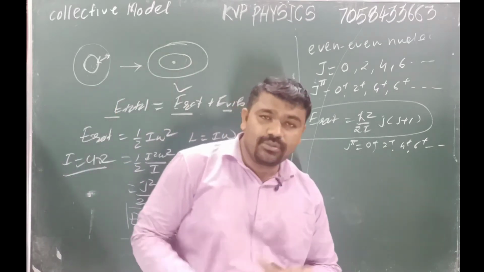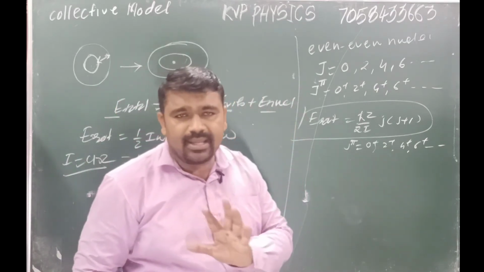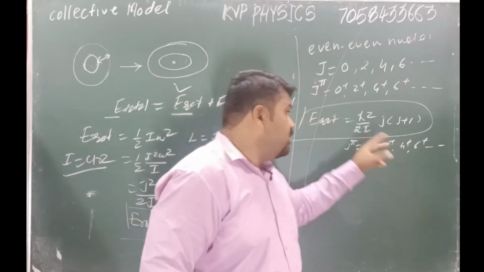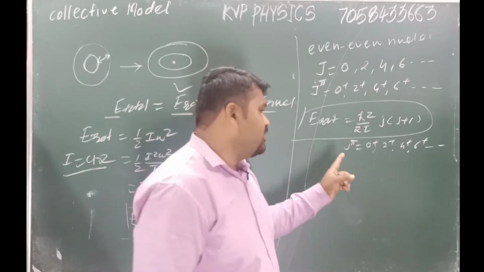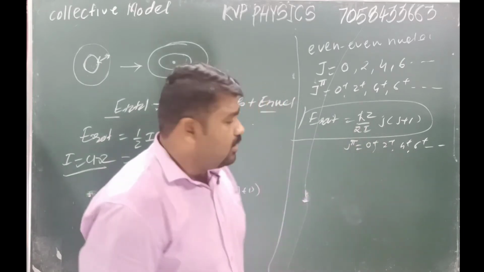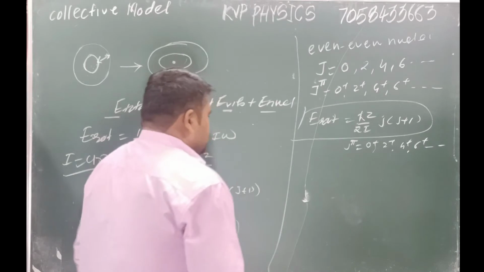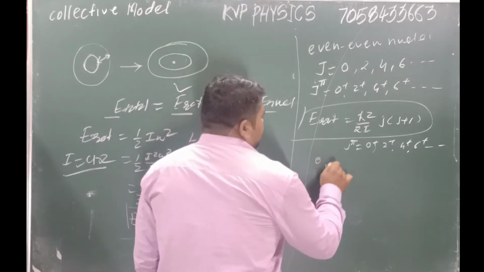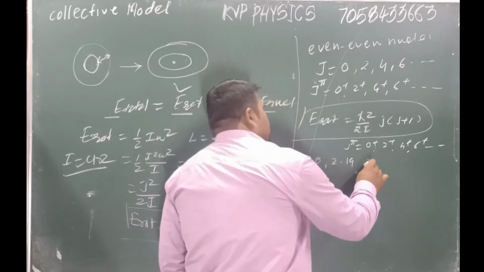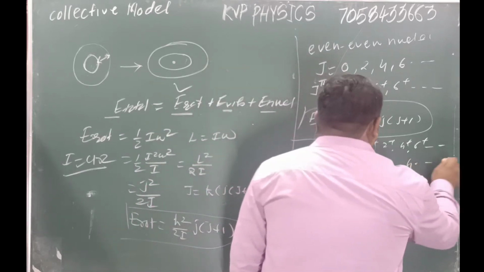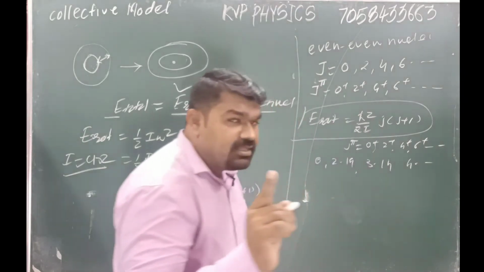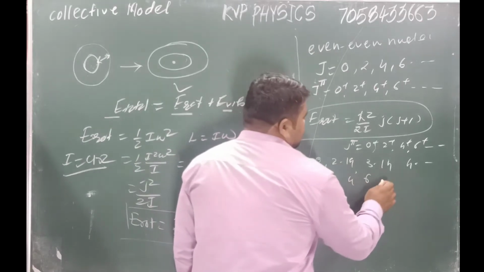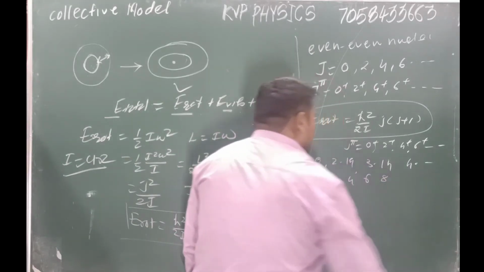So many times we are confused. Here we might take J value as 0 plus, 1 plus, 2 plus. Don't take like that. Here only even numbers are allowed: 0, 2, 4, 6 and so on. Once we memorize these two things, first the formula and second the J values, then we can find the proper answer for these questions. Now suppose they give some energies, such as 0, 2.19, 3.14, 4.1 and so on. We know that the initial J value is 0, next J value 2, next 4, next 6, next 8 and so on.